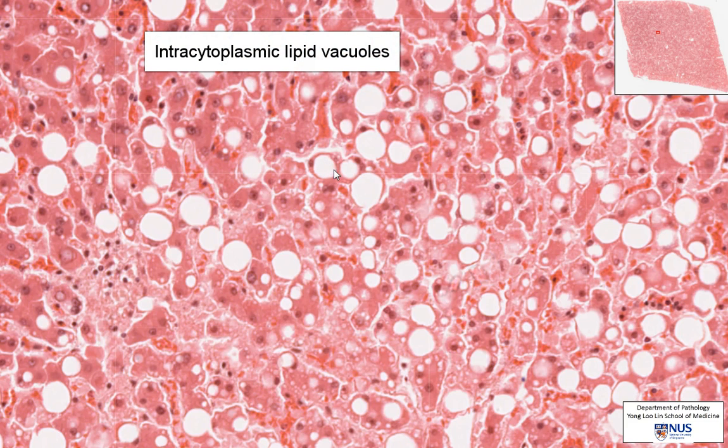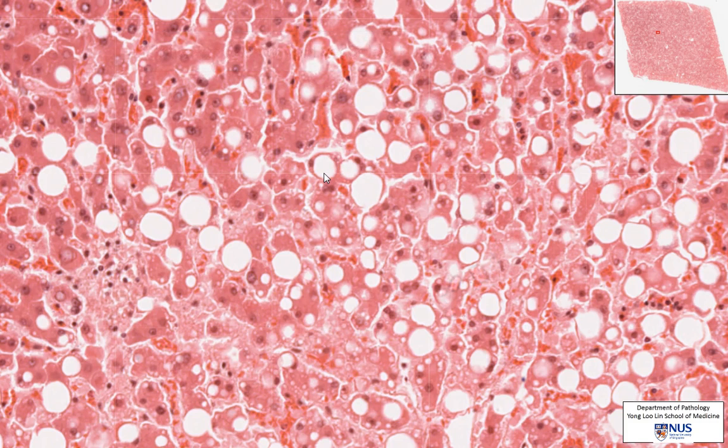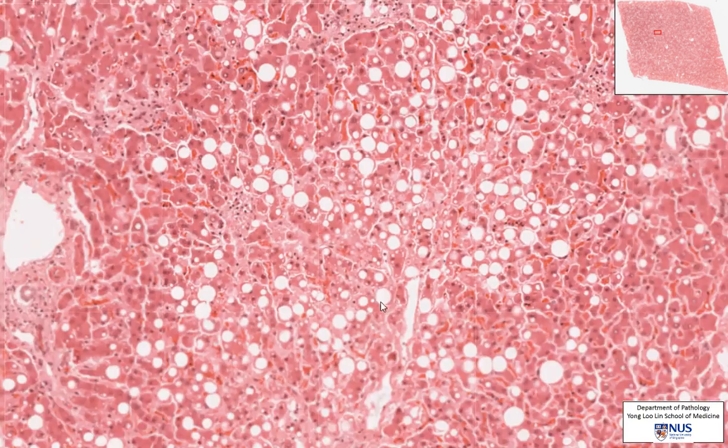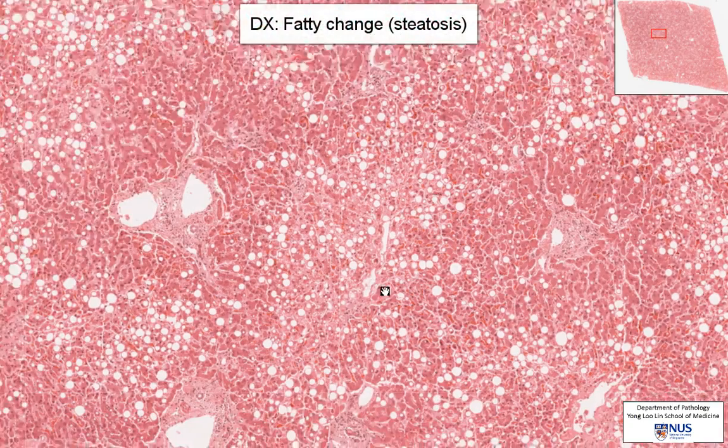The lipid usually washes out during processing of the slides because we use some fat solvents. So what we see is this remaining empty space, and it pushes the nucleus of the hepatocyte and the rest of the cytoplasm to the periphery. And this is the reason for this pale area.